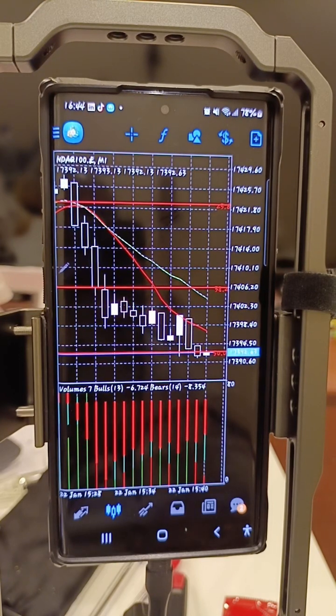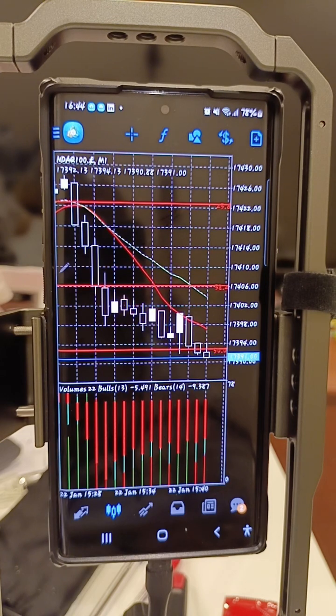We are now going to be trading for educational purposes. The disclaimer here is that I am only doing this for educational purposes. This is to use a mobile phone to show you that you can use a mobile phone to trade.